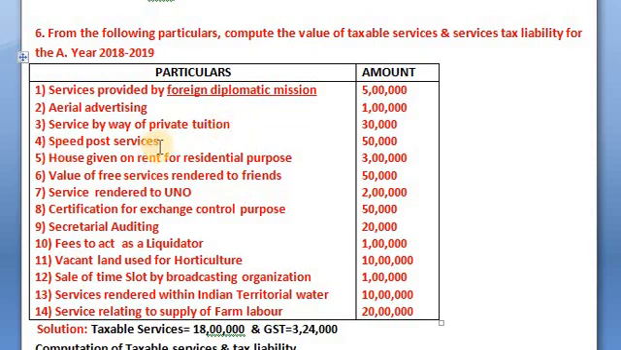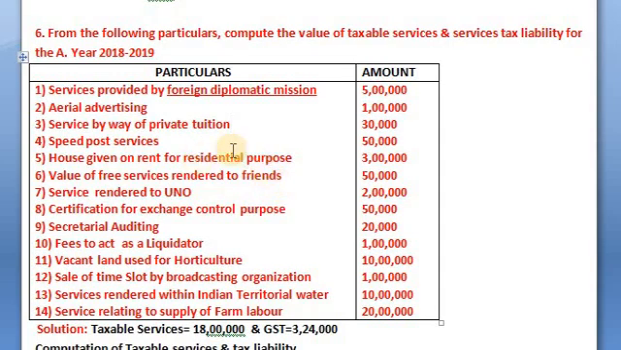Speed post services, yes, it is taxable. House given on rent for residential purpose, yes, it is taxable. The rent that comes is income for us, right? Postal service, again we have tax for it. Courier charges, services, post, everything is chargeable. House on rent: if you have given a house for rent, you are getting an income, that will be your income from house property, and you have to pay tax for it.